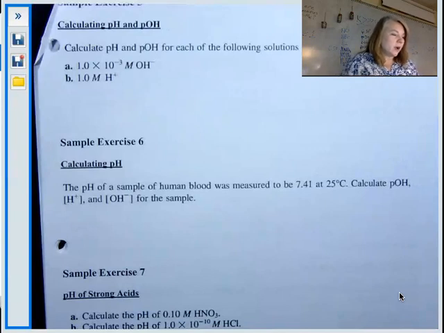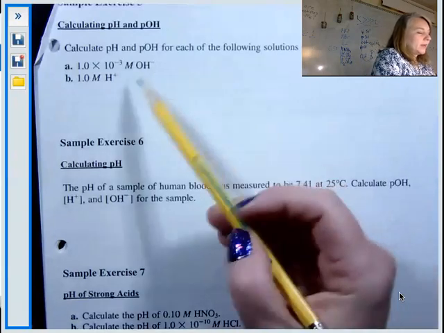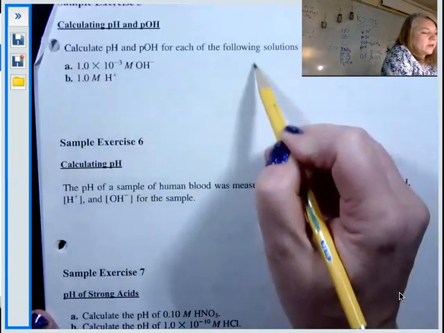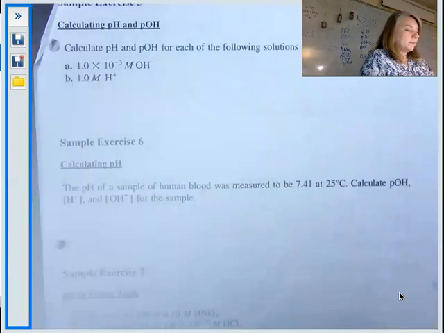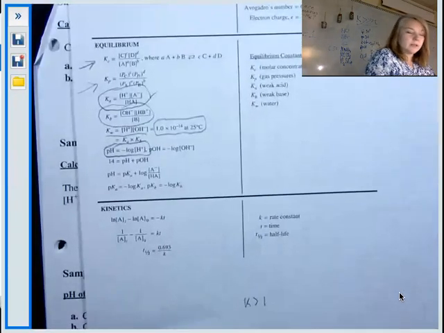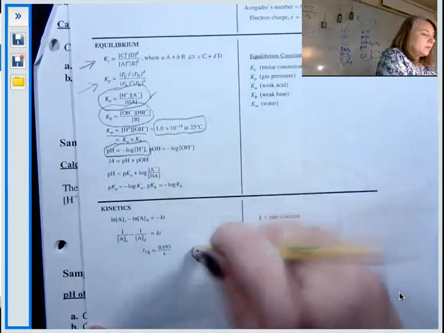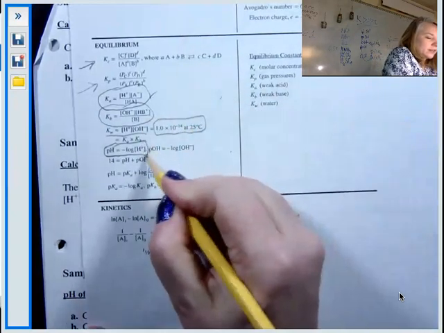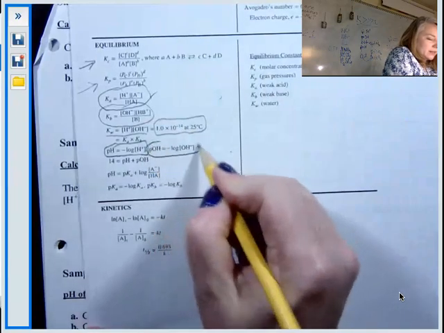And on this, all we have to do is calculate the pH and POH for these. So what exactly is that? Let's go ahead and write down our equations. And by the way, they are on your equation sheet. So if you're like, I can't remember the pH formula, there is no excuse for that. They're on your equation sheet. Just find them, okay? There you go.